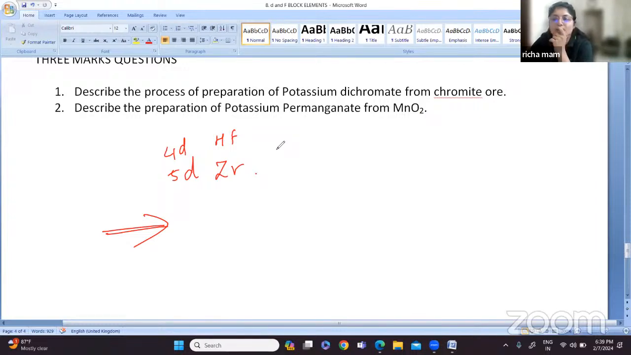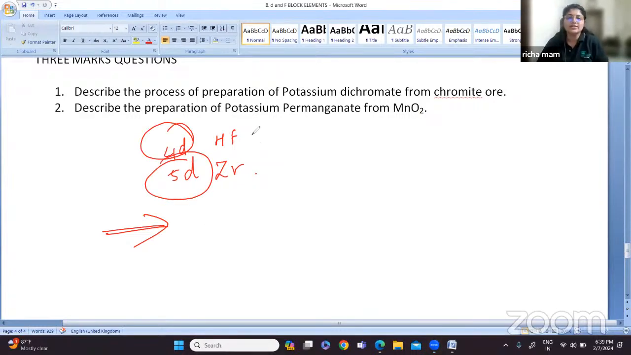You can use the chat box to answer me. It is due to lanthanide contraction. Okay, so why do the 5d and 4d series have almost the same or identical size? It is due to lanthanide contraction. Okay.